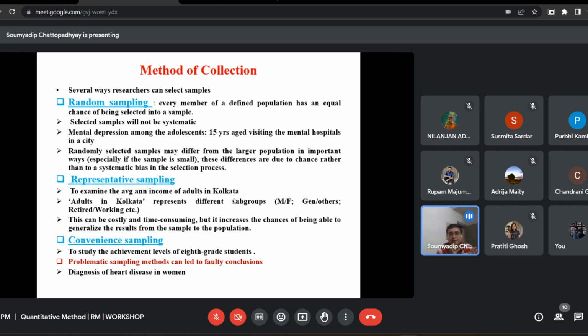So in case of random sampling, the selected samples may not be systematic in nature, and that is why it is said that the randomly selected samples may differ from the larger population in some important ways. And the important point is that these differences are due to chance rather than to a systematic bias in the selection process.